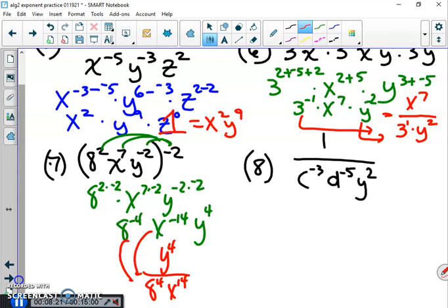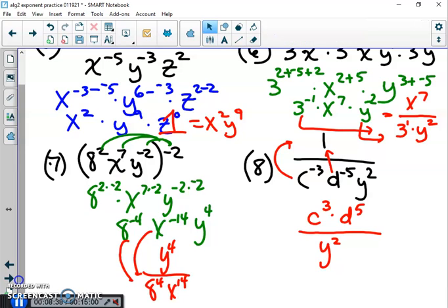What we have, though, are negative exponents. This c and this d need to be moved to the numerator to make the exponents positive. So the y stays where it's at because the exponent's positive. The c will move to the numerator, and the d will move to the numerator, and those exponents will become positive there. So the final answer is c cubed times d to the 5th all over y squared.